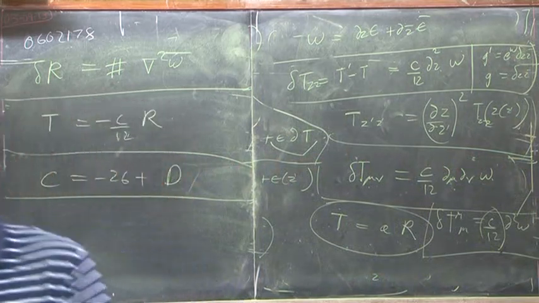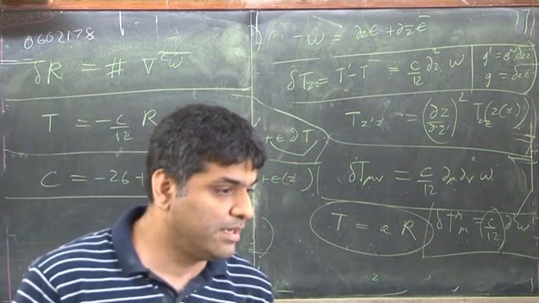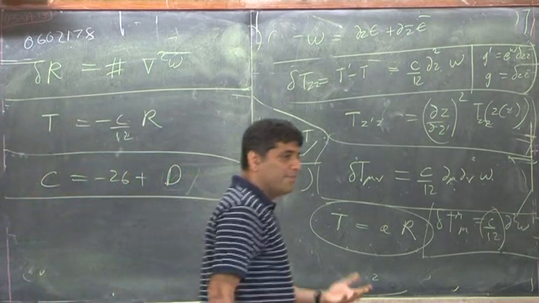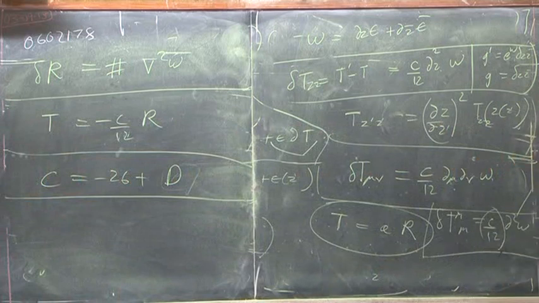Now, what's the connection between these two statements? You see, both statements give us D equals 26 for consistency, but the consistency requirements seem very different. One consistency requirement was Lorentz invariance of the spectrum. The second consistency requirement was Weyl invariance. Actually, they're the same consistency requirement.